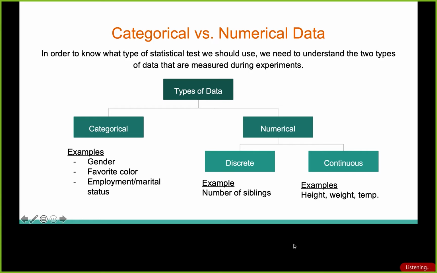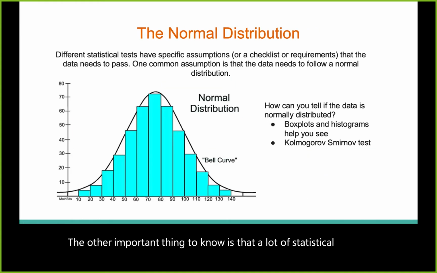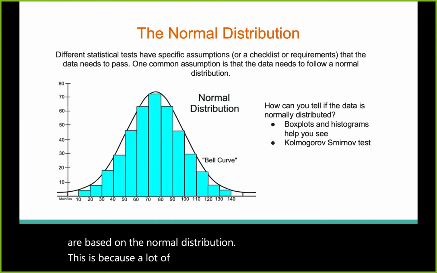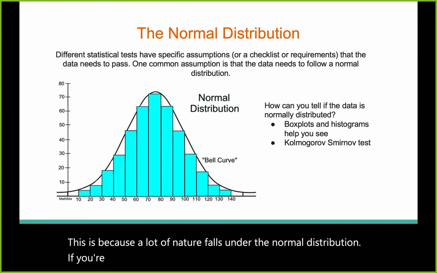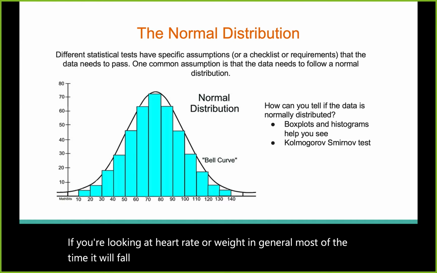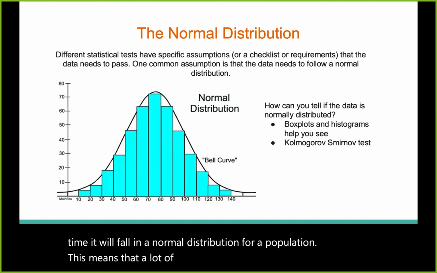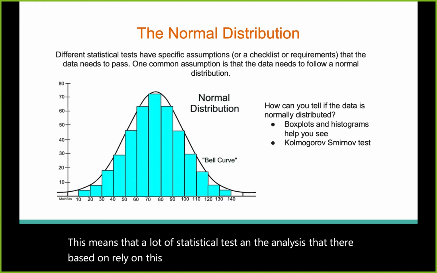The other important thing to know is that a lot of statistical tests are based on the normal distribution. This is because a lot of nature actually falls under the normal distribution. If you're looking at heart rate or weight in general, most of the time it will fall in a normal distribution for a population. This means that a lot of statistical tests and the analysis that they're based on rely on this bell-shaped normal curve.